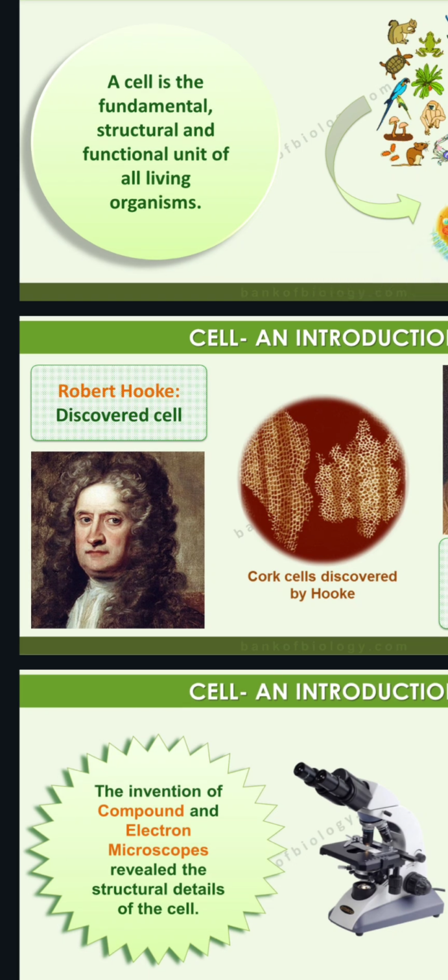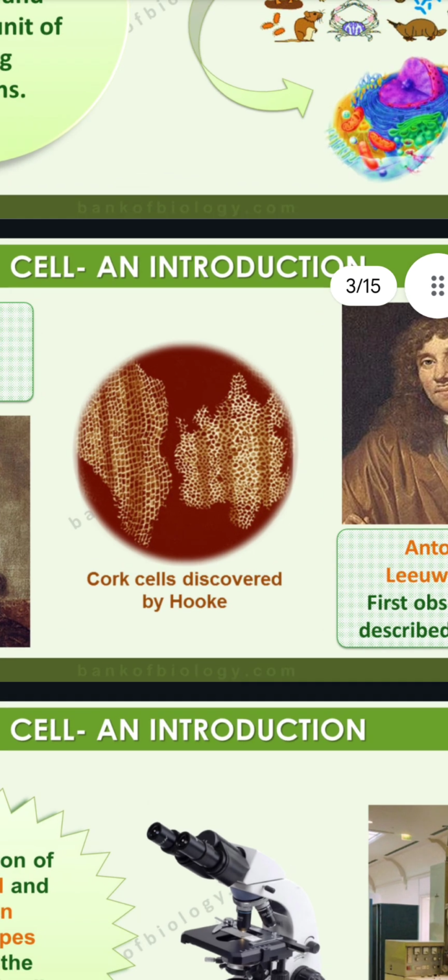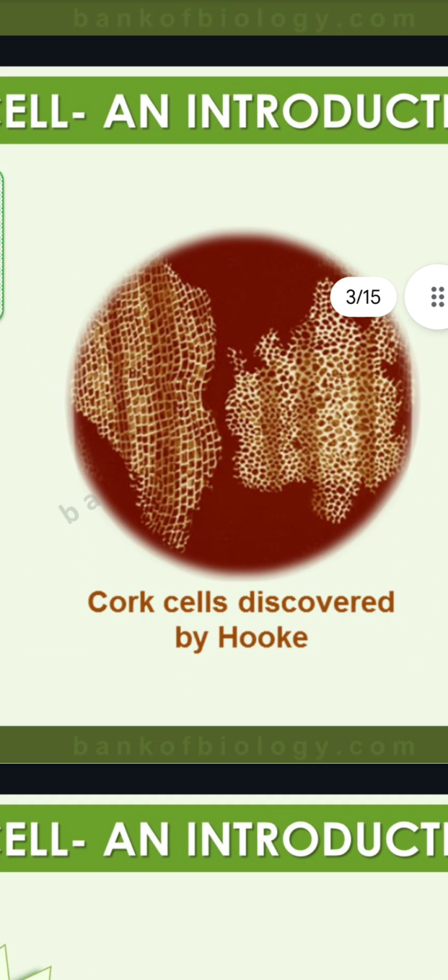So who discovered the cell? The first person to discover the cell was Robert Hooke. He was the first person to observe the cell, but to be more precise, he observed non-living cells. So it will be more precise to say that Robert Hooke discovered non-living cells. He also coined the term cell. This is the cork piece that he observed under the microscope and he discovered the cell.